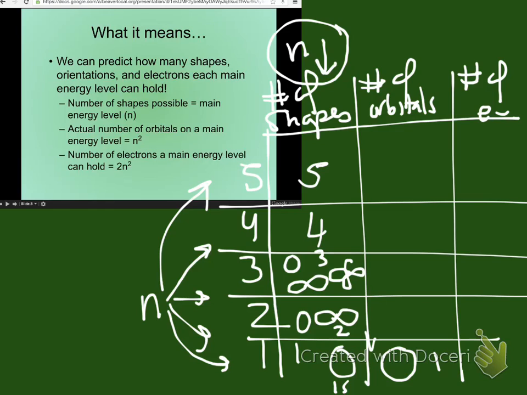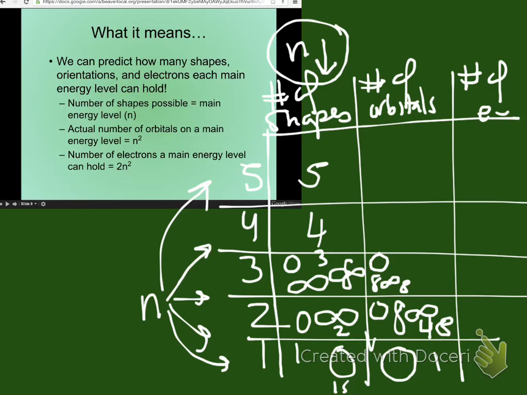On the second main energy level, we've got the s and the p. How many actual orbitals are there? We have 1 s, because there's only one way to orient it. How many p's do we have? 3. So how many is that? 4 actual orbitals.